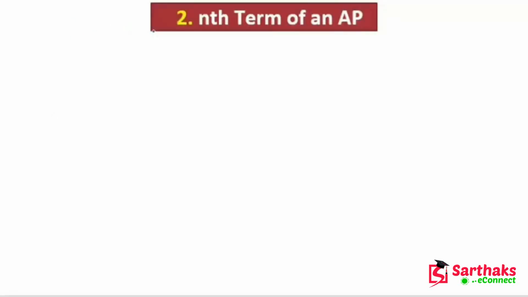So today we are going to discuss the nth term of an AP. What is the nth term of an AP? Let's suppose we have an AP A1, A2, A3, A4, and our last term is AN. This is a finite AP. Now we have to find the value of AN. So how can we find it? There is a direct formula to find the value of AN.